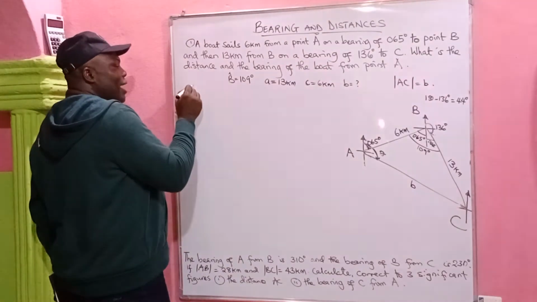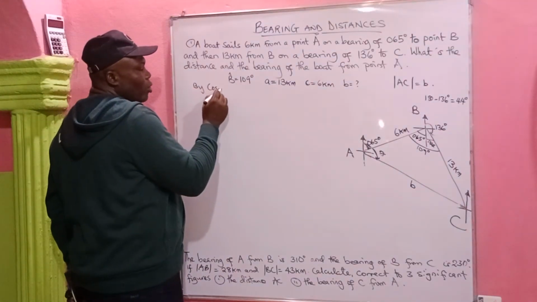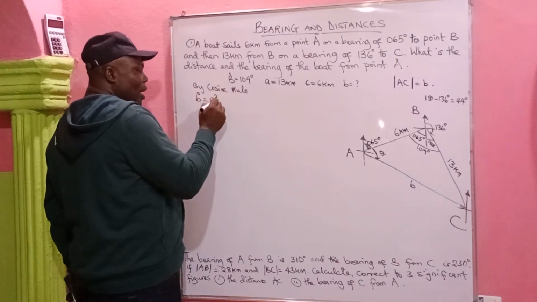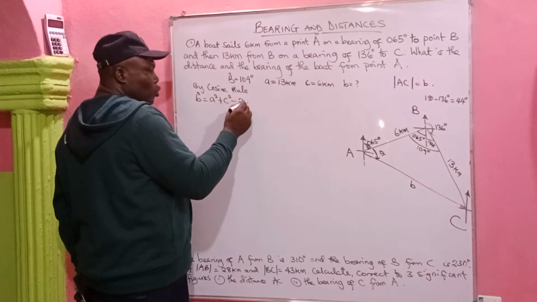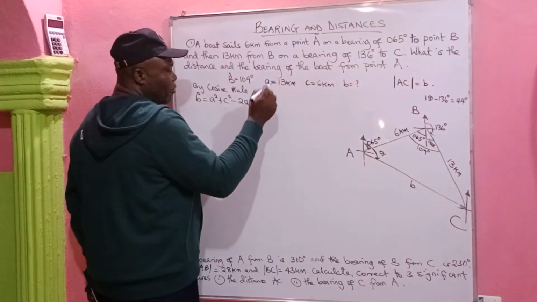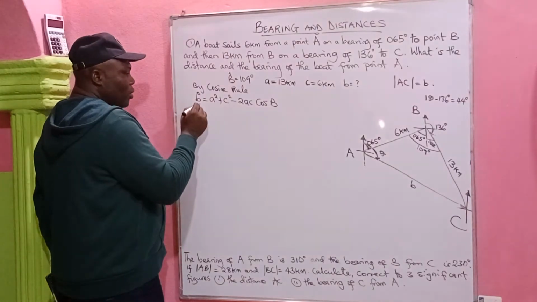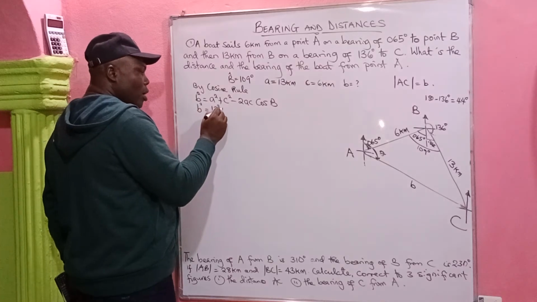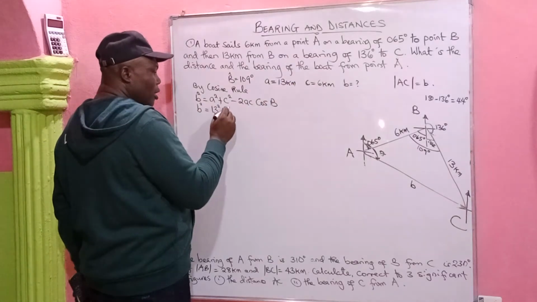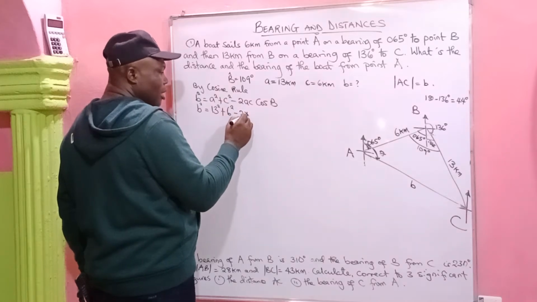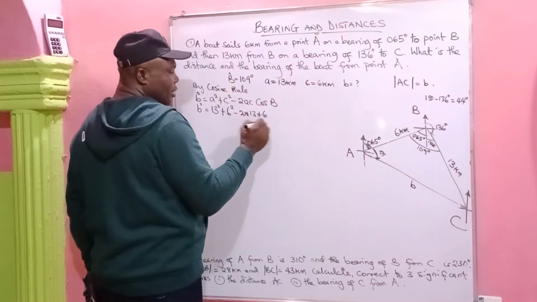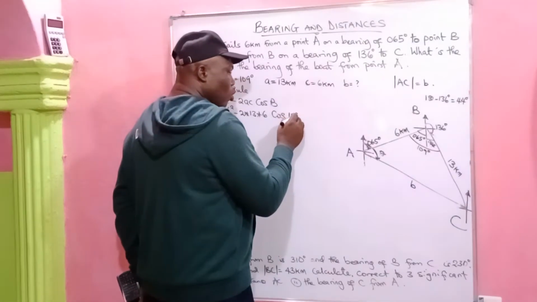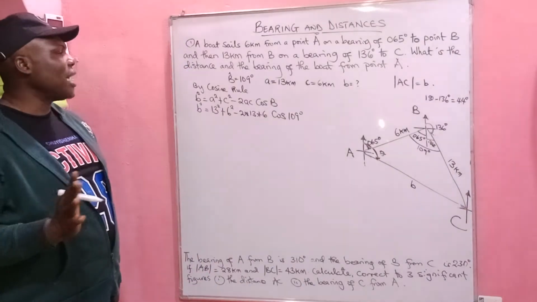And understand that by cosine rule, b squared is equal to a squared plus c squared minus 2ac cos of angle B. Alright, so our b squared will be equal to, what's the a? A is 13, so we have 13 squared plus c. C is 6 squared minus 2 times 13 times 6. And then cos of the angle at b, which we have defined as 109 degrees. So we can apply the cosine rule very simply.